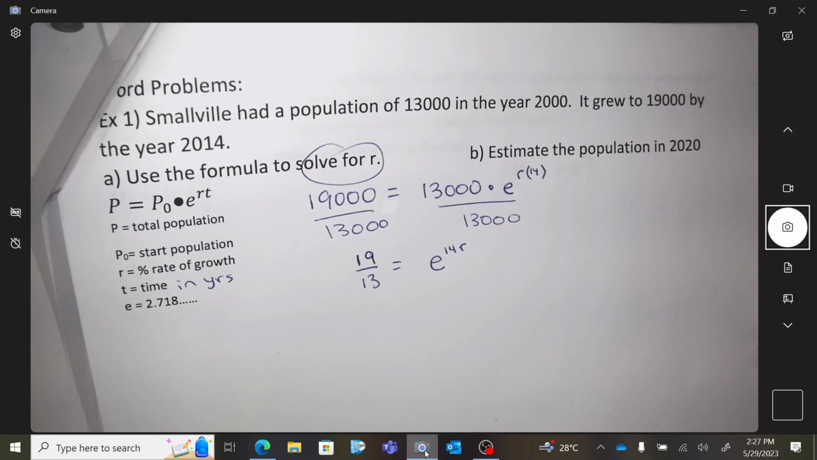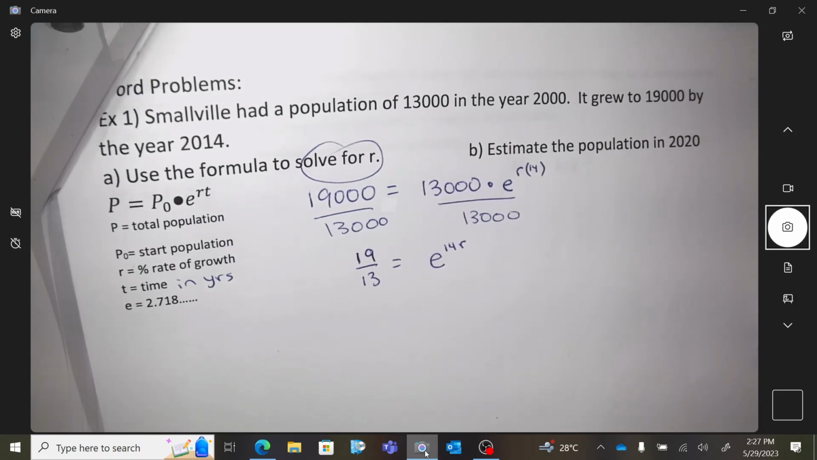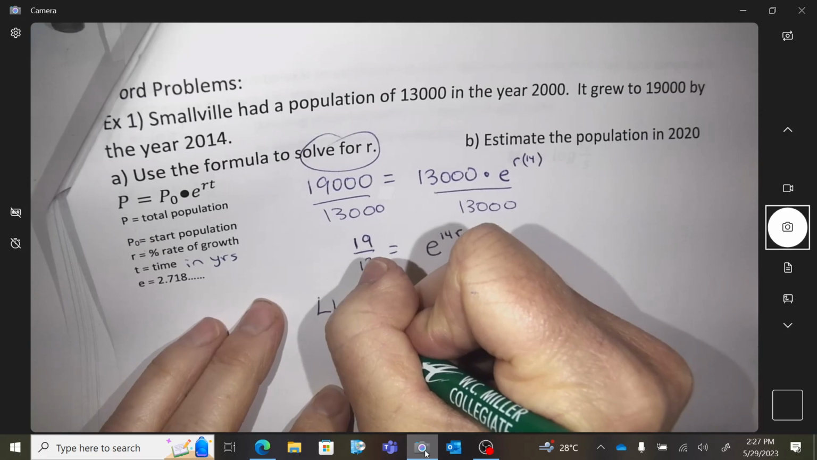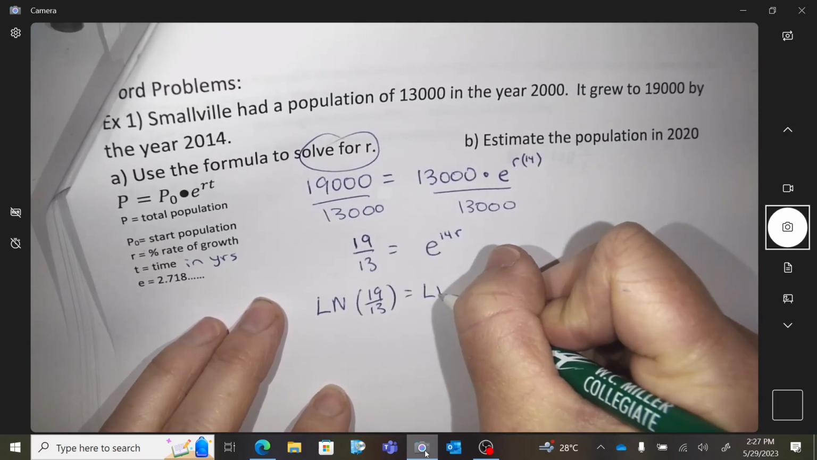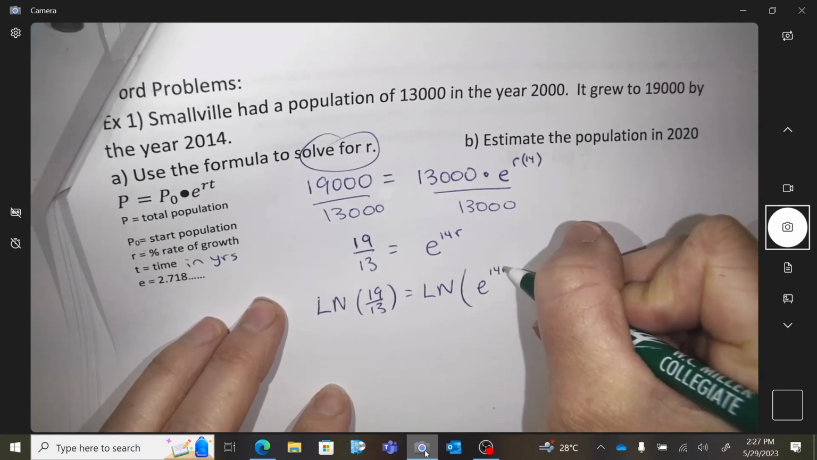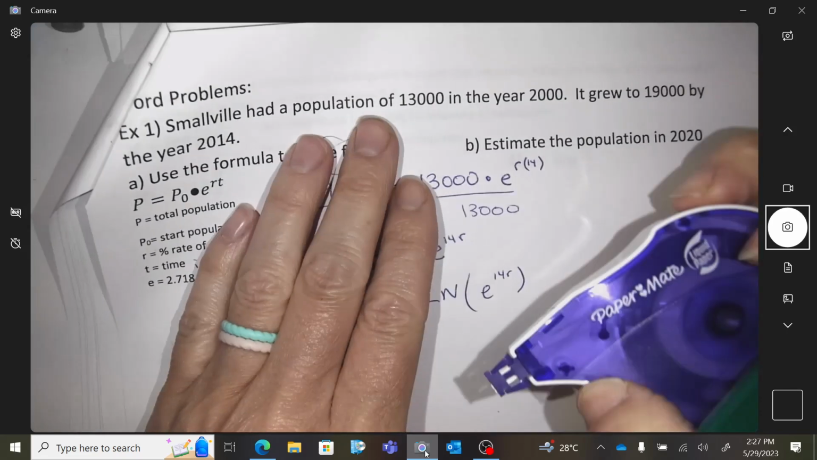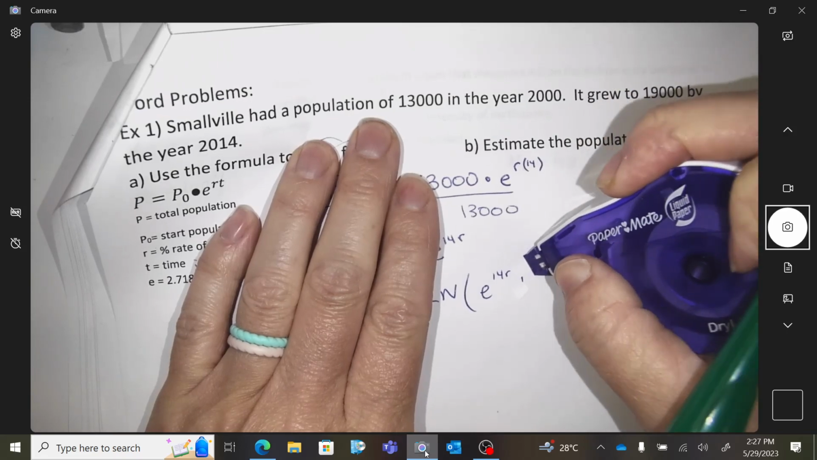Log both sides. Okay, but wait. What can I do as a shortcut because there's an E involved? Instead of logging both sides, I'm going to natural log both sides. I'm going to natural log both sides.